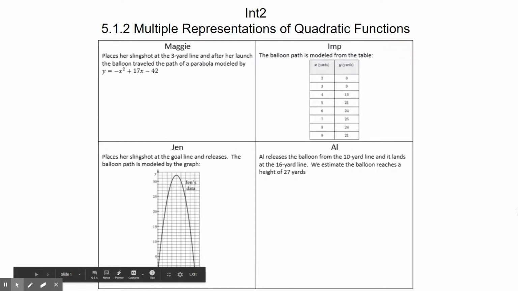Okay, this is for Integrated 2, 5.1.2. The notes that we're going to be covering here have to do with multiple representations of quadratic functions. So here we've got this situation with a water balloon toss.